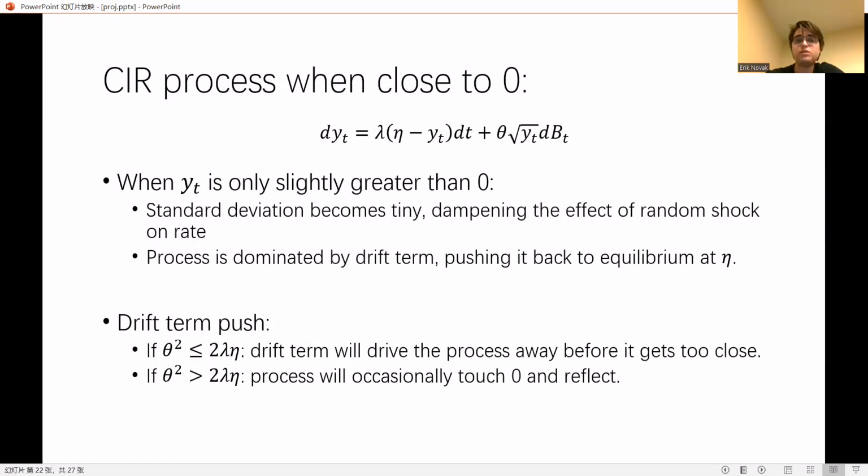And specifically, the way that this behavior happens is that if theta squared, which is the standard deviation factor, is less than or equal to 2 times lambda times eta, the drift term will drive the process away before it gets too close to zero. However, if theta squared is greater than 2 times lambda times eta, the process might occasionally touch zero and reflect. Nonetheless, it'll never go underneath zero, which is the behavior we're interested in.